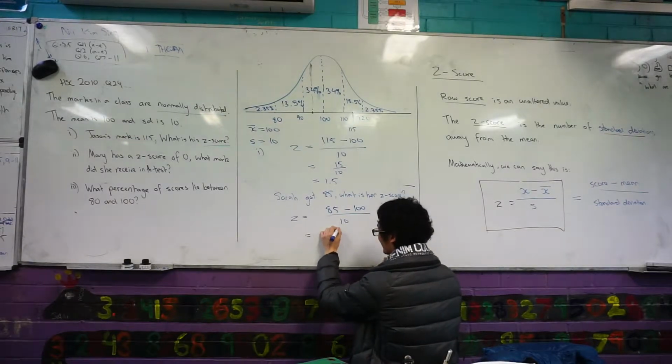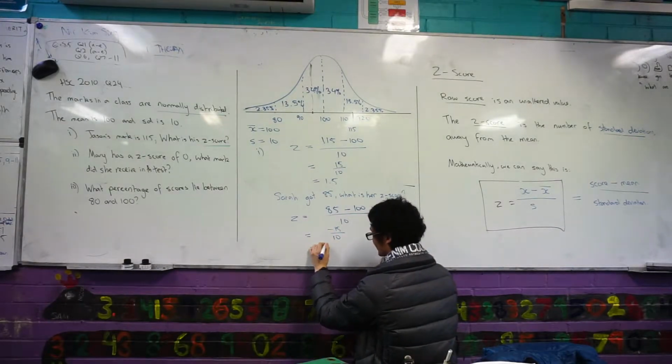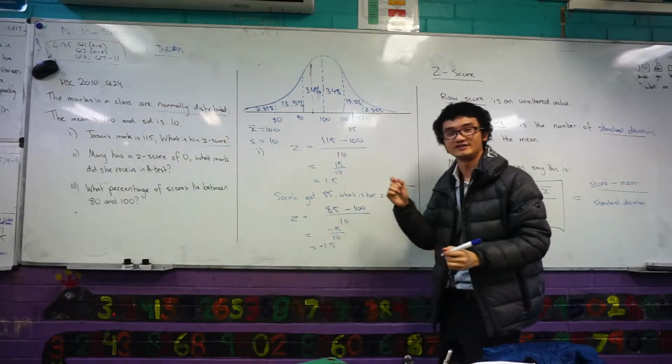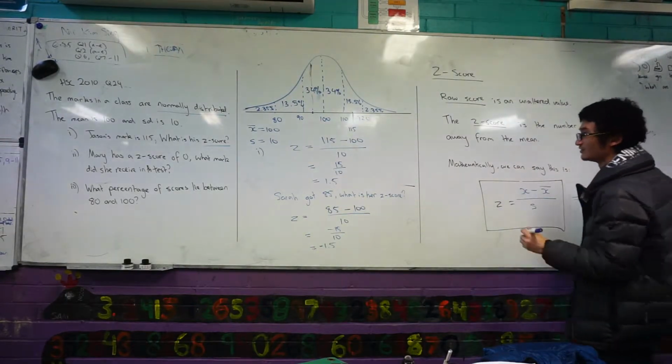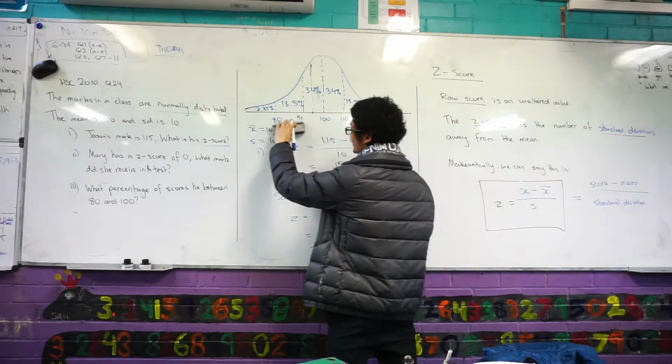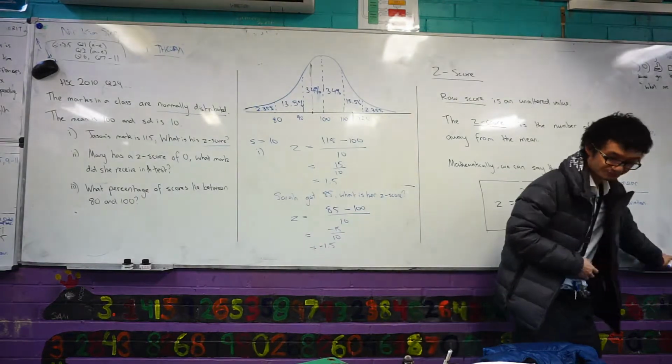And we get negative 15 over 10, which Tom observed was negative 1.5. In this case, we get a negative. Yet the z-score is meant to be the number of standard deviations away from the mean. And that's because the z-score has a scale.